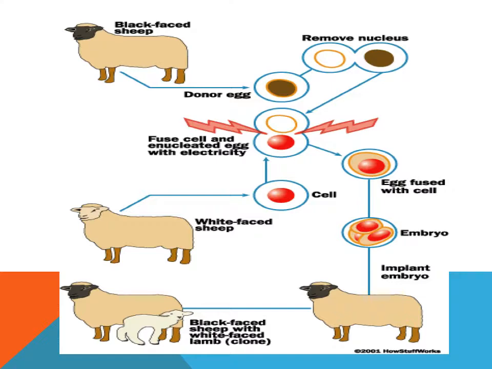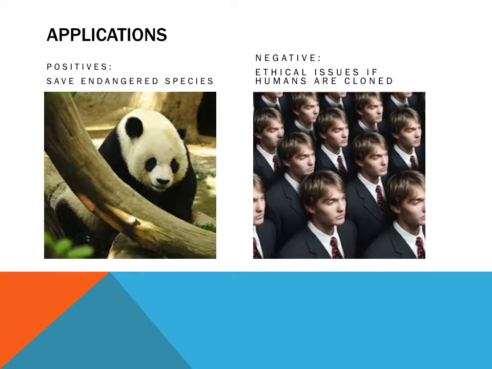That's cloning. Why would we want to clone animals? Here's an example. A good application of cloning is to save endangered species. For example, pandas or certain tigers that are endangered, we can use cloning to reproduce those animals without the fear of them dying.